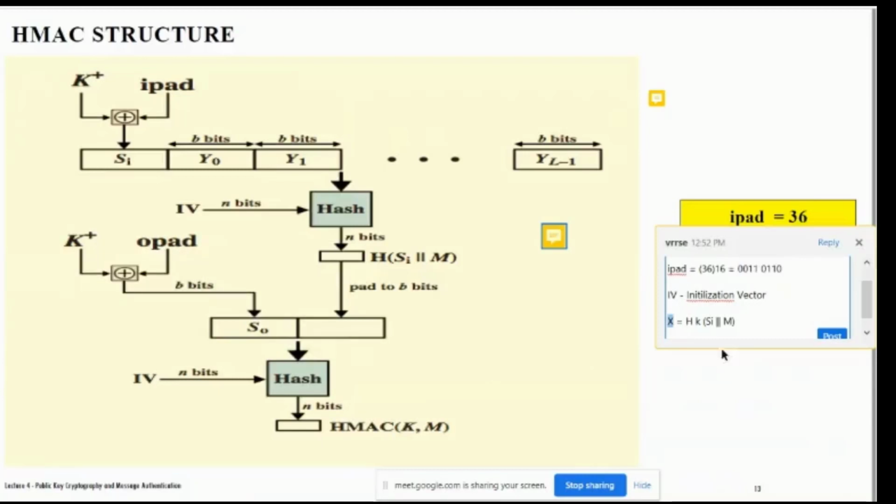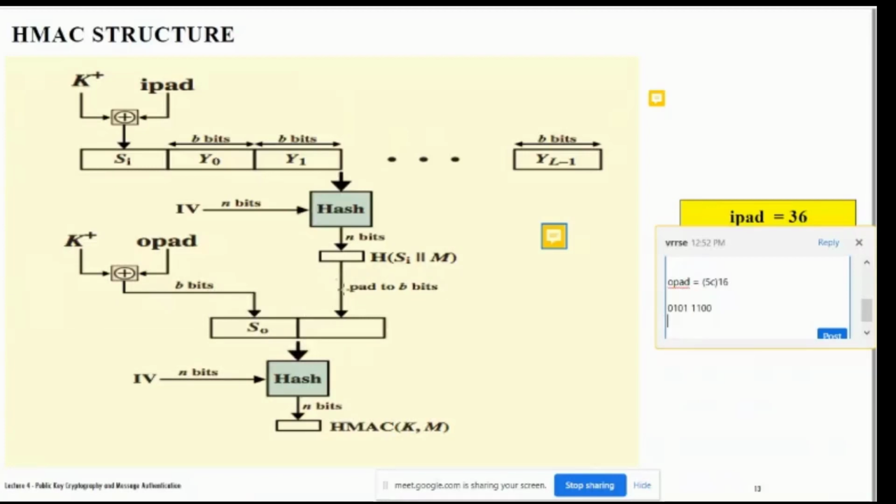What is OPAD? OPAD is equal to 5C. It is already fixed, a hexadecimal number. If you convert it, 5 is 0101 and C is equal to 1100. So this is 5C. I'm taking 5C plus K, the padded key. These two things I'm going to apply the exclusive OR operation to. This is going to be my S0.